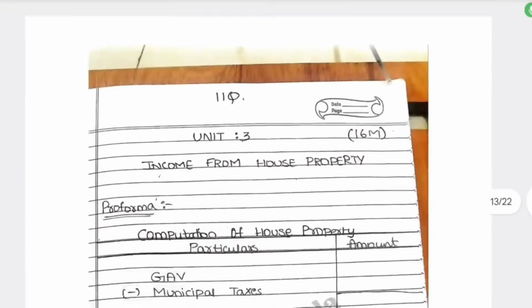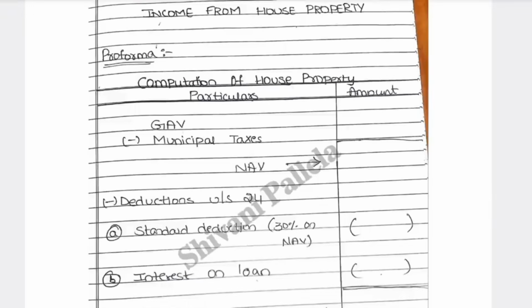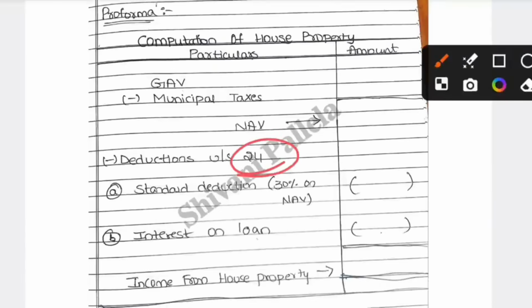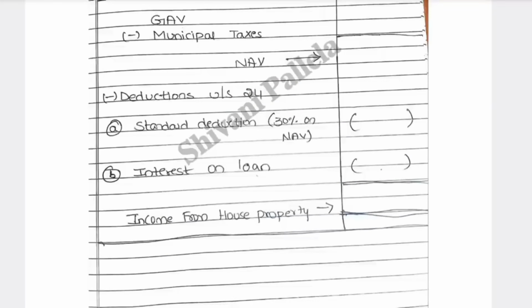From unit number 3, that is the 11th question, income from house property. Income from house property proforma is GAV, gross annual value, minus municipal taxes. You will get net annual value. From net annual value, what are the deductions under section 24? In that you will have standard deduction. In every question, standard deduction of 30% on NAV we need to do. Interest on loan also we need to do. These two amounts we need to minus. Bracket indication is minus. When you do this minus from the NAV, if the amount you are getting is positive, it is income from house property. If a negative amount comes, it means loss from house property.